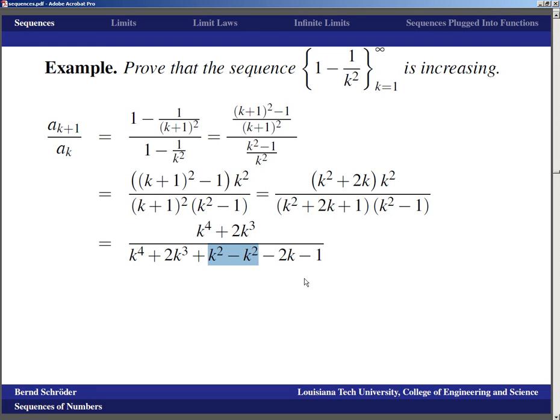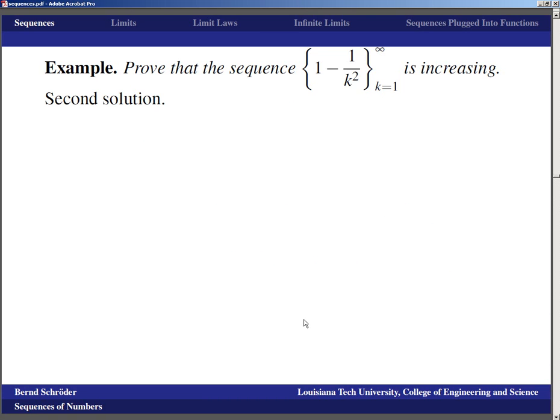These k squareds here cancel, of course, so we end up with k to the fourth plus 2k cubed divided by k to the fourth plus 2k cubed minus 2k minus 1. Clearly, because of these terms, the numerator is greater than the denominator, so this is greater than 1, and that means this sequence is increasing.